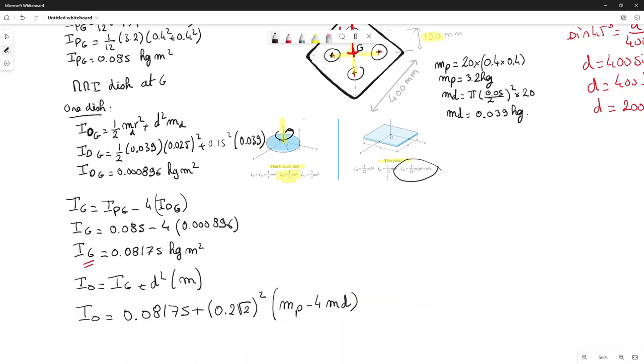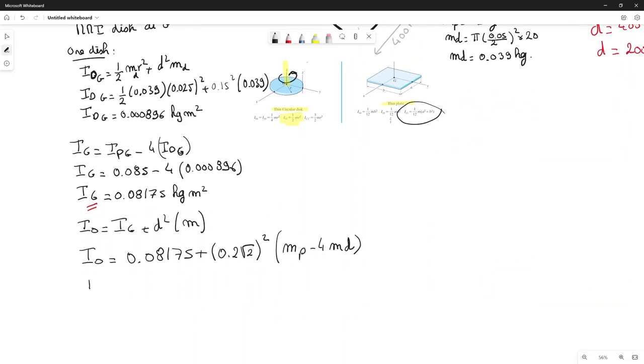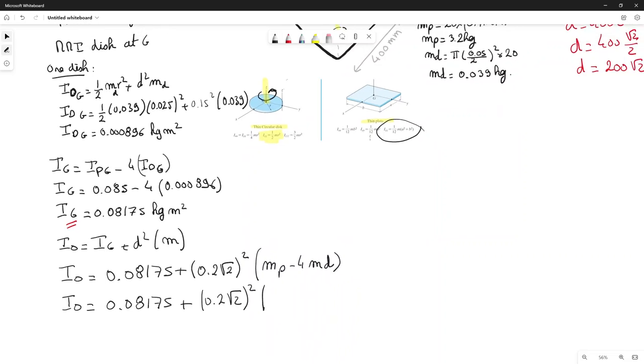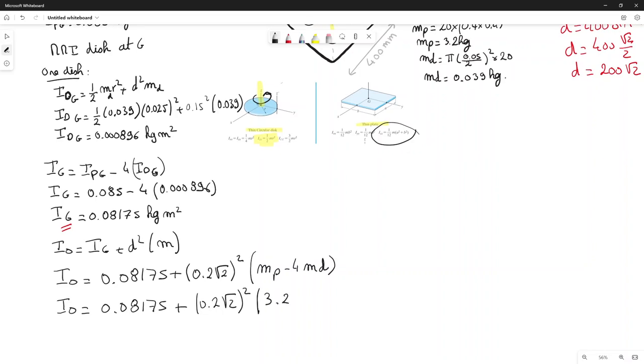So that will be, let me write one more step. IO equals 0.08175 plus 0.2 times square root of 2. That will be just 2 with the square. But let's write everything times 3.2 minus 4 times 0.039. So we have at the end IO equal to 0.325, and there are some numbers after that, kilogram times meter squared.